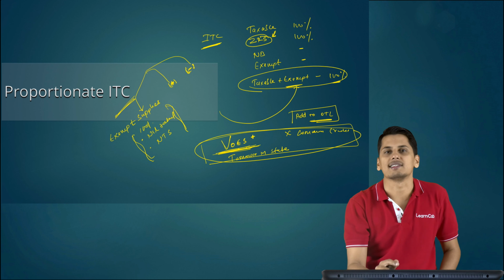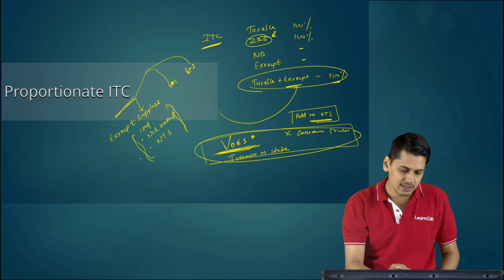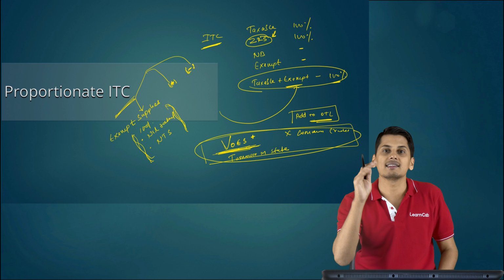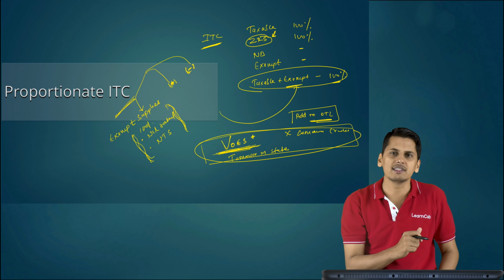There are certain omissions in the value of exempt supplies, from these normal things, there are certain omissions. Now, why are there omissions?